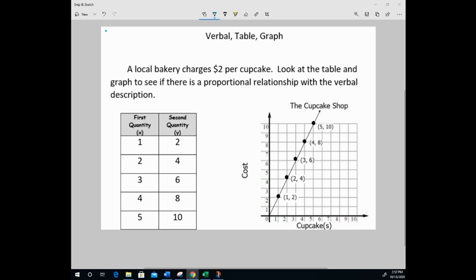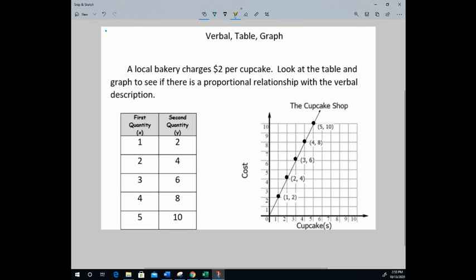All right, ladies and gentlemen, in this video, I'm going over verbal, table, and graphs. So with this particular problem, it says a local bakery charges $2 per cupcake. Look at the table and graph to see if there is a proportional relationship with the verbal description.